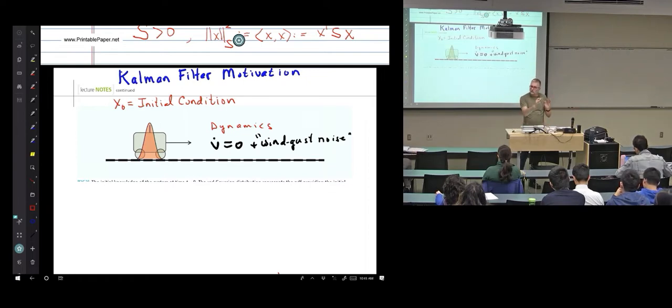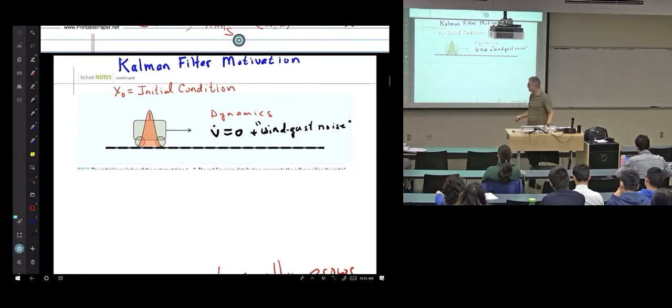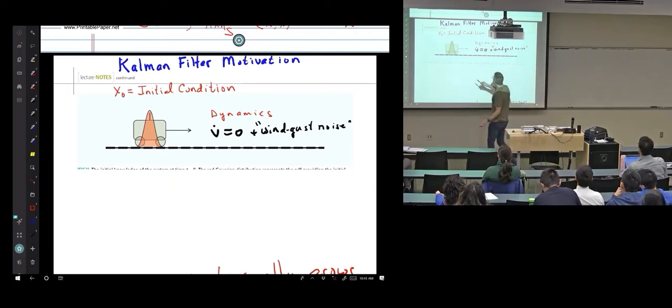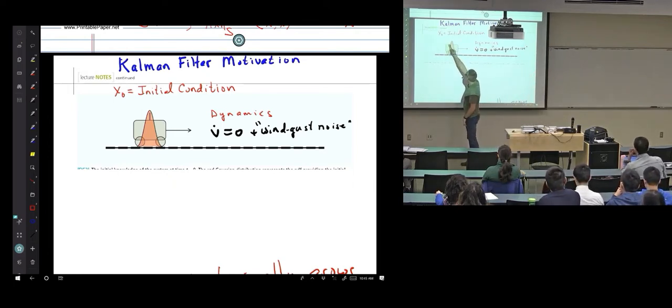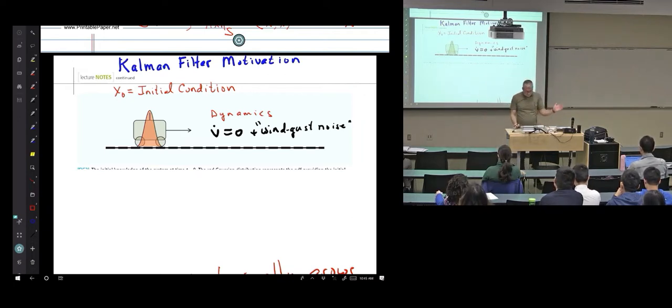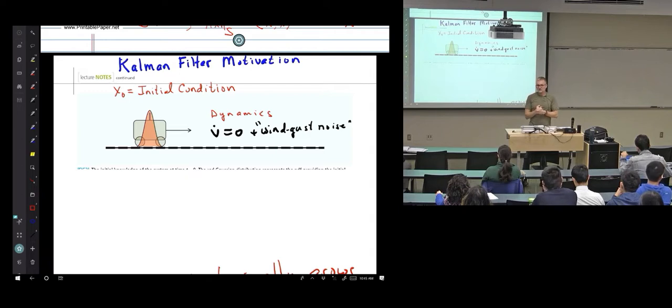It'll have a certain mean and a certain spread about the mean. That will be the variance. So that's what's pictured here. Initially we don't know exactly what the position of the cart was. We now know its velocity is constant, subject to deviations from the wind. So now if I propagate this forward in time, what's going to happen to my uncertainty about x?